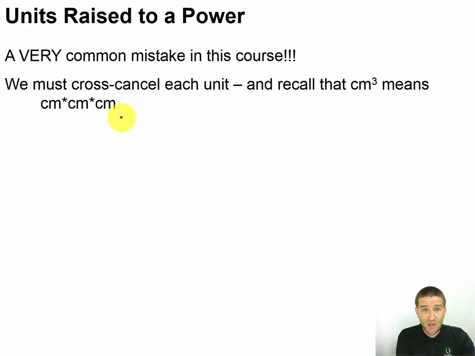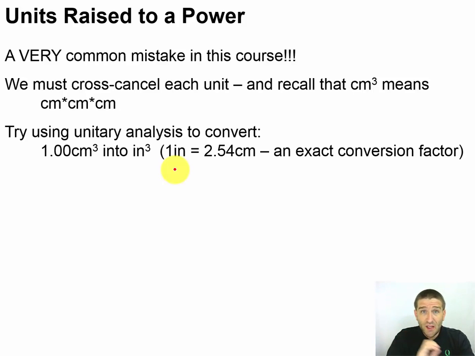One of the things that can be very helpful, if you have to deal with units that have a power on them, go ahead and just expand it like this. Because what you can do is you can cross-cancel each occurrence of centimeters separately from others. That way you'll remember to handle it each time. You'll need to use the conversion factor 3 times in a row in order to handle this. So go ahead and pause the video and give it a try, converting 1.00 cubic centimeters into cubic inches, and you have your exact conversion factor listed right there. Pause the video and give it a try.